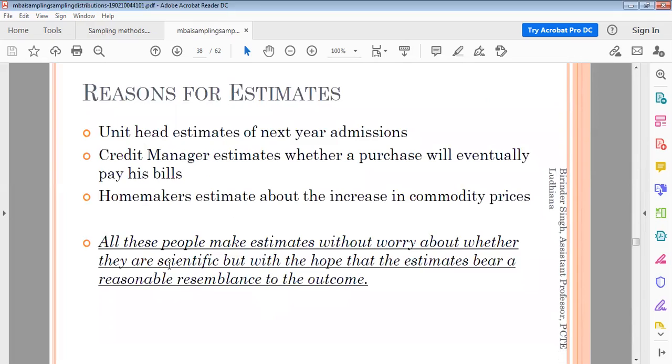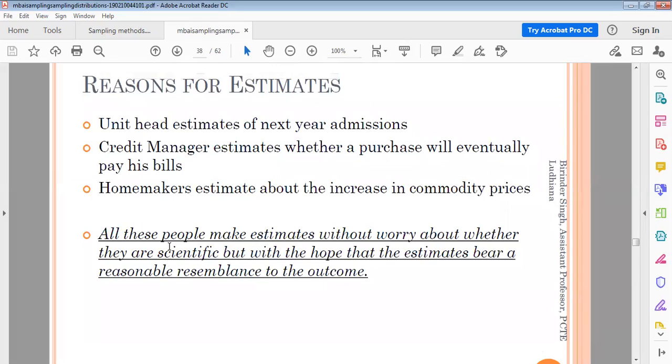The reasons for estimates: a unit head estimates next year's admissions. A credit manager estimates whether the purchaser will eventually pay his bills or not. Homemakers estimate the increase in commodity prices. And you are estimating that your final results will increase your number, that means you'll get a good result in the final examination. This is your estimation.